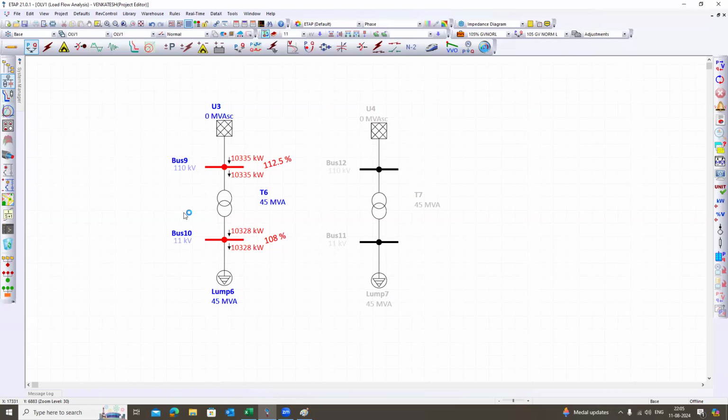Yes, sir. Continue. So this is about how to select the tap changers and all. So any doubts in this? How to select the tap changers and all? OLTC? Any doubts in this?